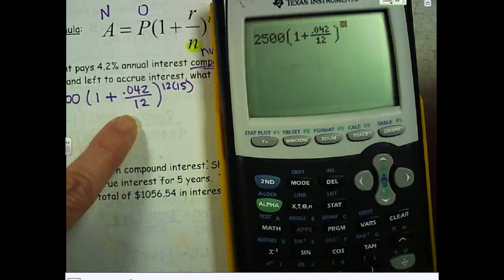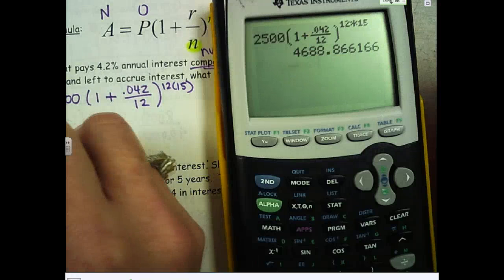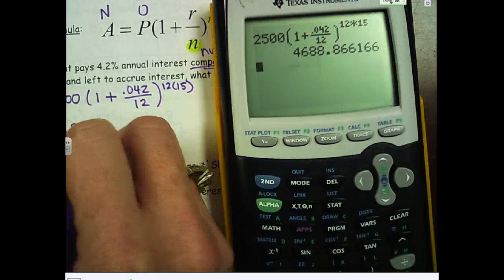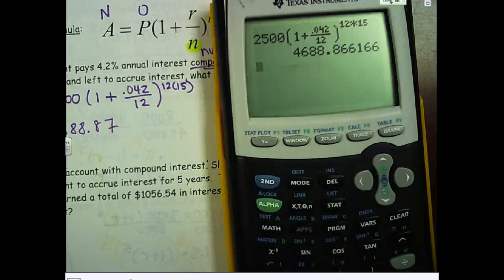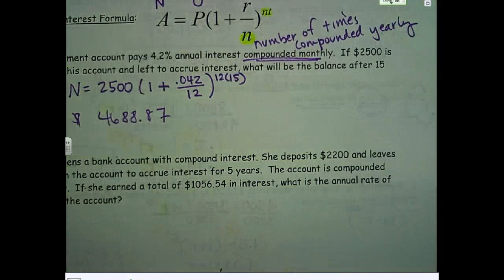Raised to 12 times 15. And you get $4,688.87. So almost double. Of course, it was 15 years. So that money took 15 years to double. It's very important when you're trying to decide on retirement. Okay, go to the next one.